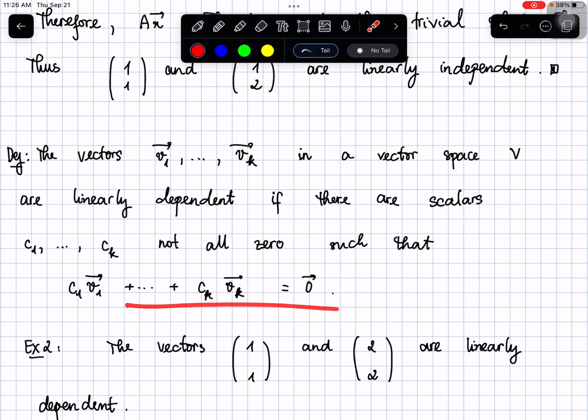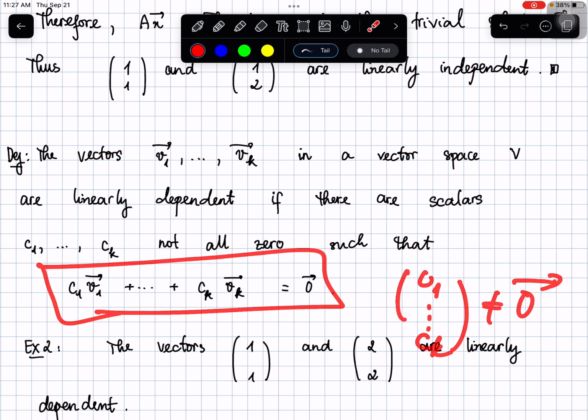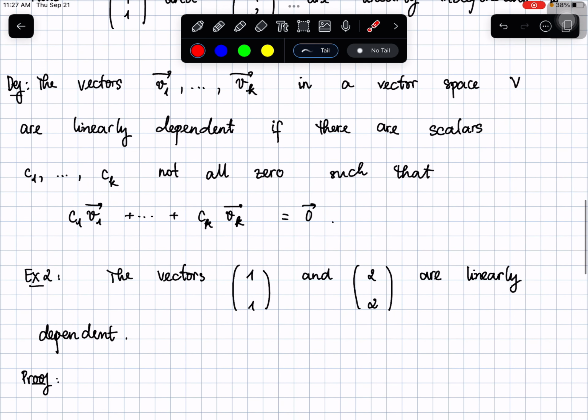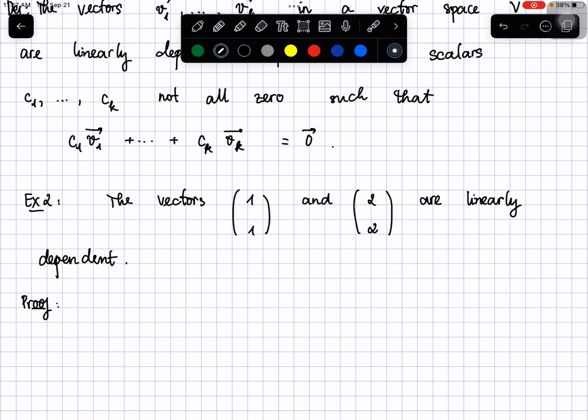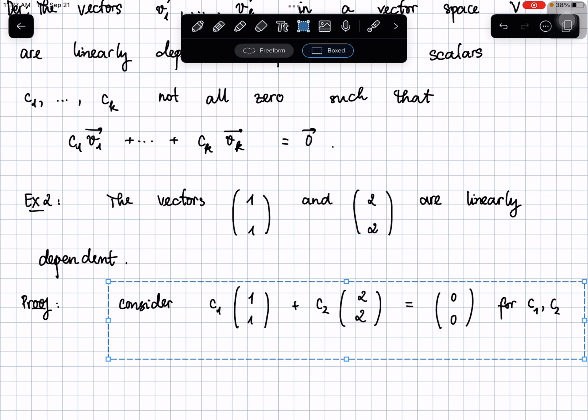This just means we have a system with variables c1 to ck, right? And we want to check whether there exists a non-trivial solution c1 to ck, not the zero vector, such that we have this equality. Now we check with two vectors. So again, we start by considering this linear combination c1 v1 plus c2 v2 equal to vector 0, for c1 and c2 in the set of real numbers.